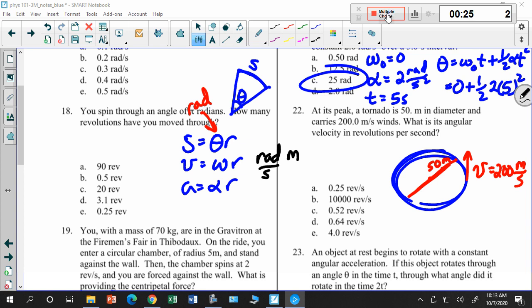R is radius, not radians. For the v equals omega r, yeah, r is the radius. Right, r is the radius of your circular path.